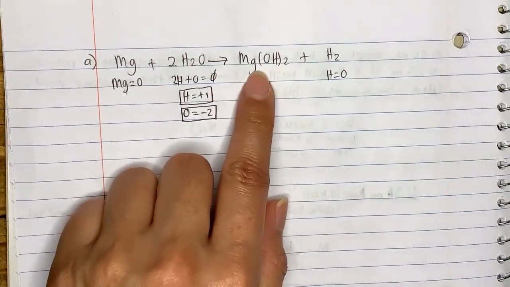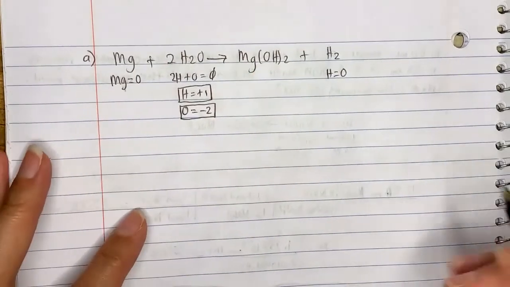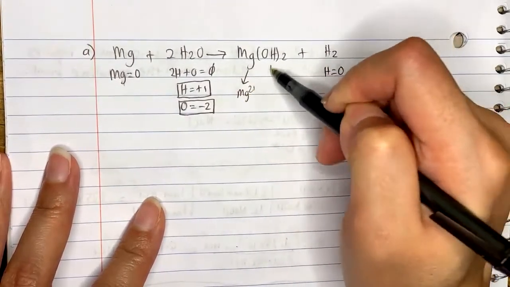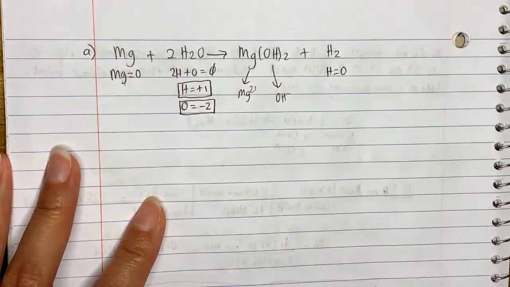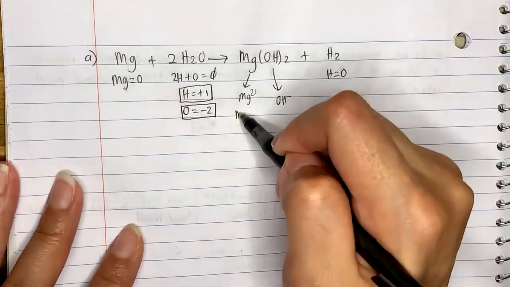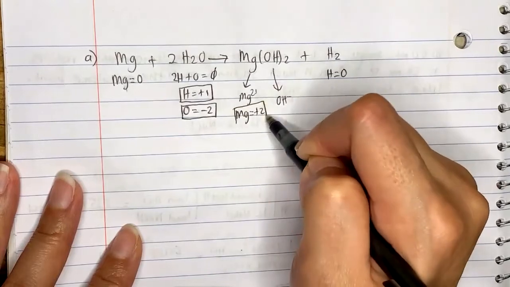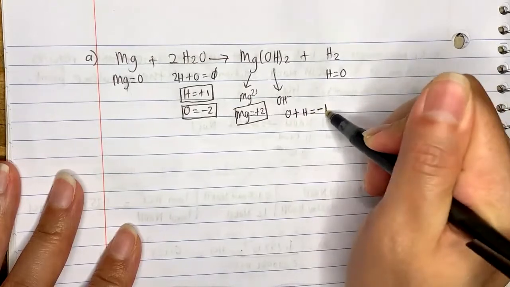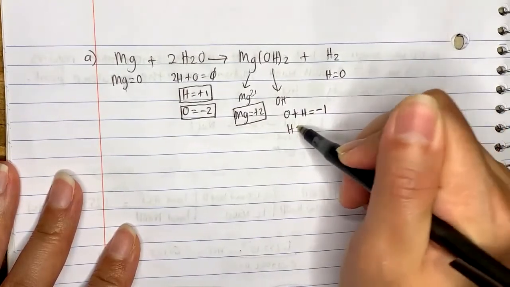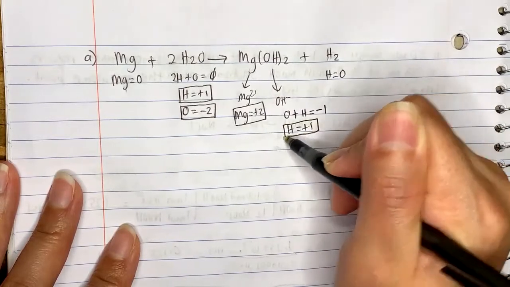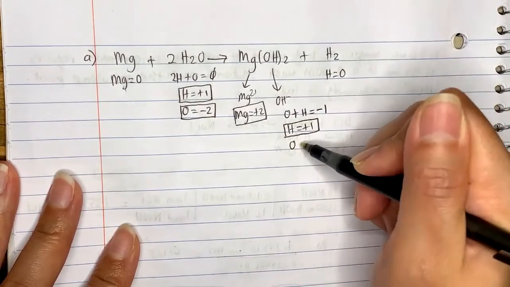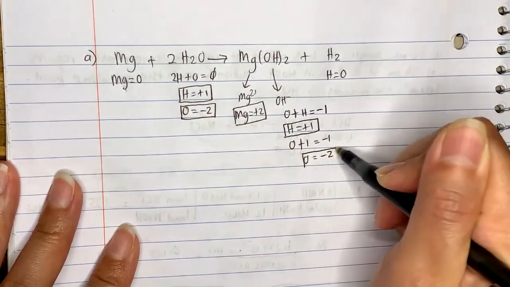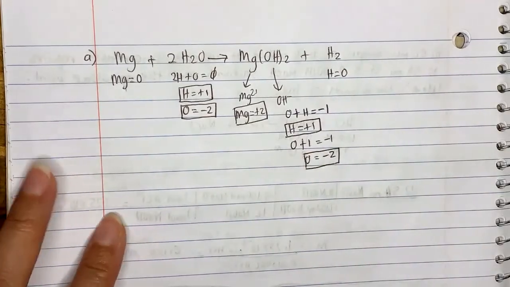So now we have this guy here. When you see something like this, I like to just break it into ions, so there's less to do. So this is Mg2 plus, and this one is OH negative. Just do it for one of them, okay? So Mg here is plus 2. OH here is O plus H equals -1. And my priority is H. So O has to be calculated. O is going to be -2. Okay? So I have my numbers now.